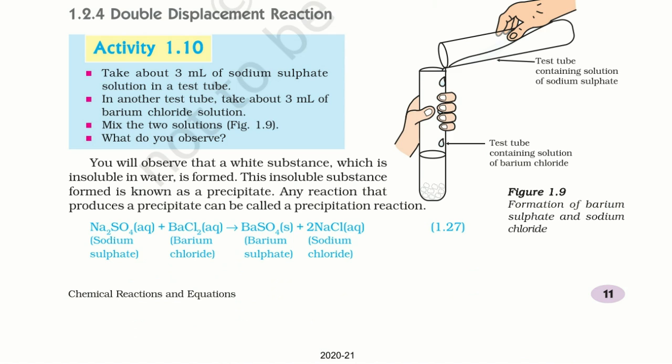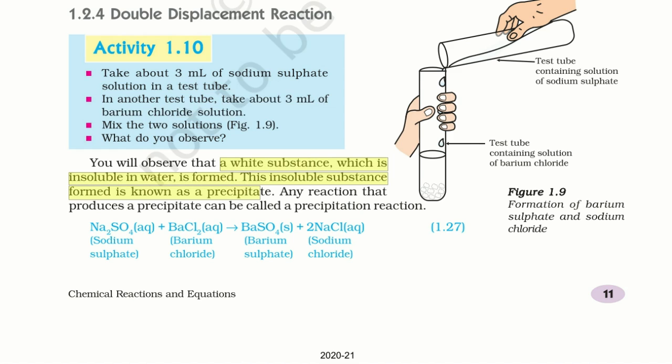Now with the same name, we have another topic, double displacement reaction. Let's go through activity 1.10. Take about 3 ml of sodium sulfate solution in the test tube. Take another test tube. Take about 3 ml of barium chloride solution. Mix the two solutions. We will observe that a white substance which is insoluble in water is formed.